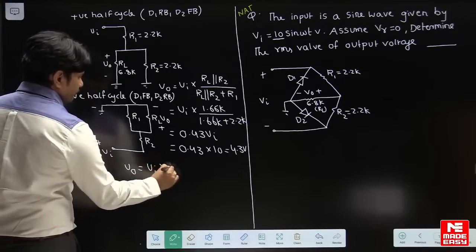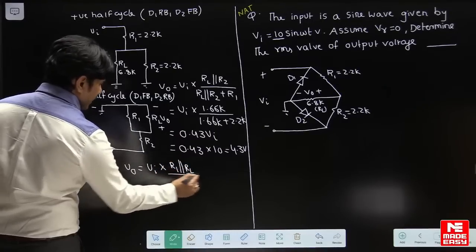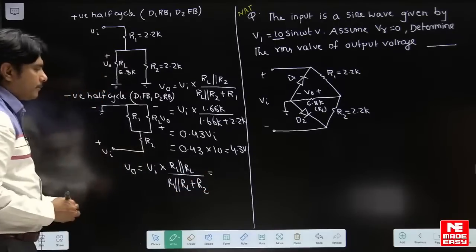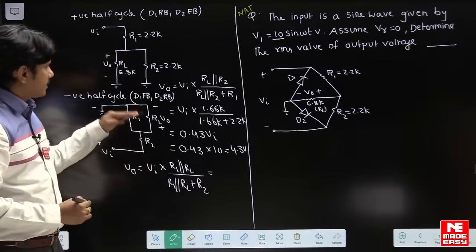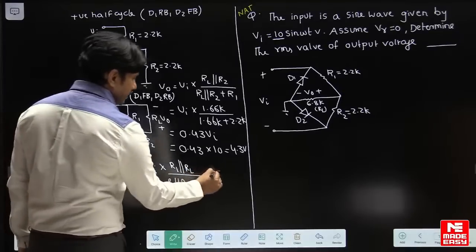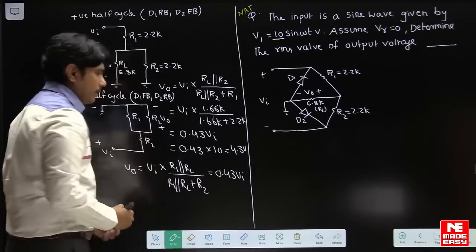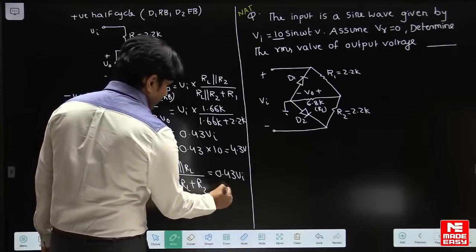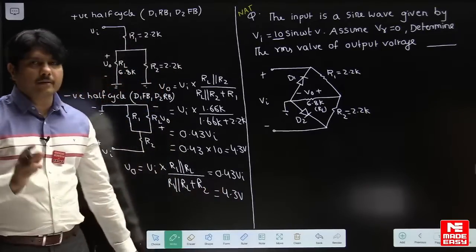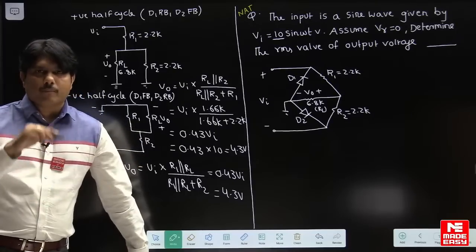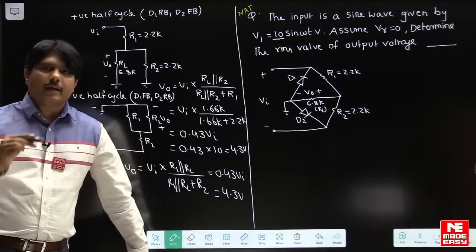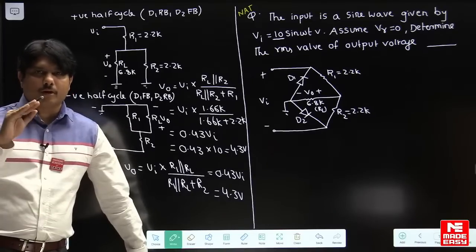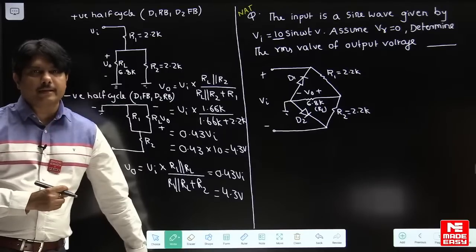Vi times R1 parallel to RL, divided by R1 parallel to RL plus R2. So you simplify this calculation; it is looking like a similar circuit actually. So you will get the same answer, 0.43 times Vi. Here also we are getting the same value, 0.43 times Vi, and Vi is 10 volts, so it is 4.3 volts. So we are getting both responses on the positive side only, a positive peak of 4.3 in the positive half cycle, and in the negative half cycle also 4.3, because the output is negative when the input is also negative.